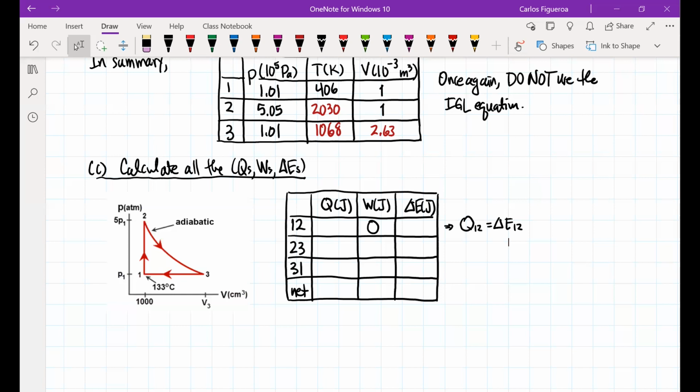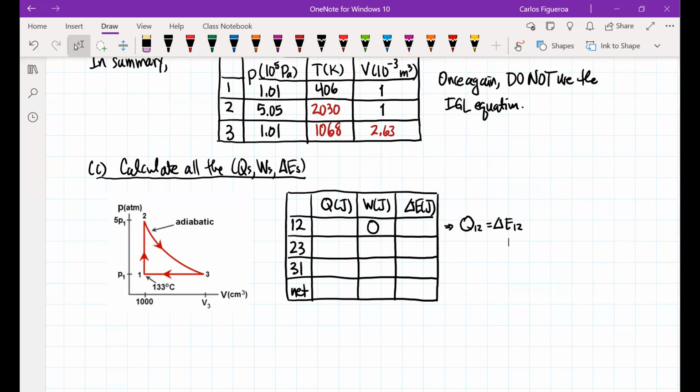Now let's punch in the numbers. This is going to be 3/2, then the pressure is going to be 1.01 times 1 minus 2.63. And then remember, I get that 10 to the 2 value, joules. When I get this value, I get minus 247 joules for the change in internal energy 3/1.